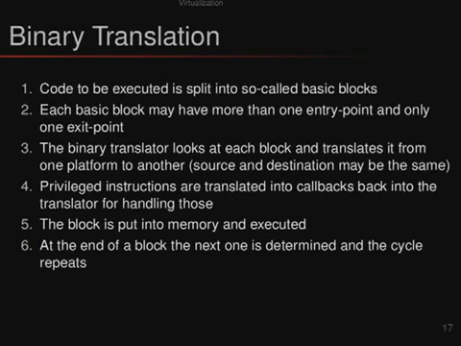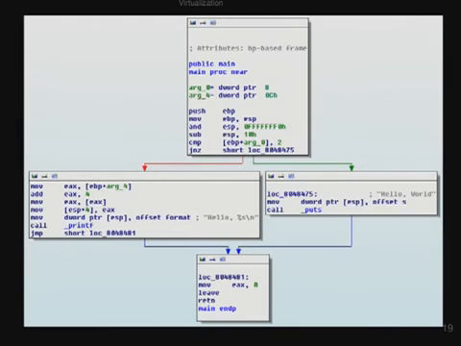Then there is another approach, the binary translation, which is a bit more complex. What happens there is it's also a complete software solution. The code to be executed in a VM is split in so-called basic blocks. Each of those blocks can have more than one entry point. We'll see that on the next slide. This is code split into basic blocks. Each of these basic blocks can have several entry points, and exactly one exit point.